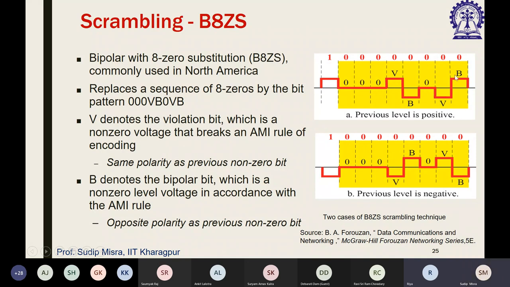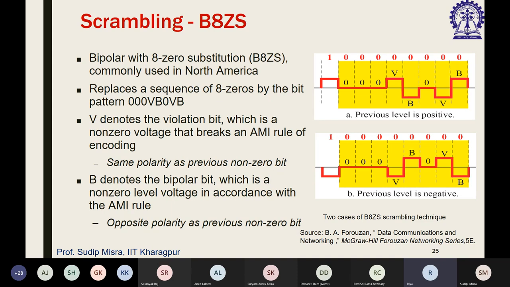Now it might occur in your mind, what is this V and B? Zeros I understand, but what is V, what is B? So V is called the violation bit, whereas B is called the bipolar bit. The violation bit is introduced in order to set the violation. So whenever 3 zeros occur, the computer introduces this violation bit. It says that okay, enough, I don't need any further zeros. So there will be a violation.